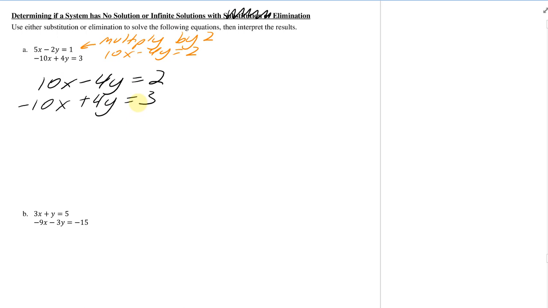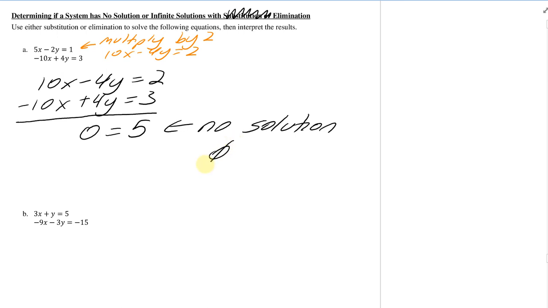Look at what happens when you try to add these equations up. The x's drop out and the y's drop out. Now, don't just leave nothing there. You need a placeholder since the whole side dropped out. So put a 0 as a placeholder. This will say 0 equals 5. And we know how to interpret this, right? This means no solution. So there it is.